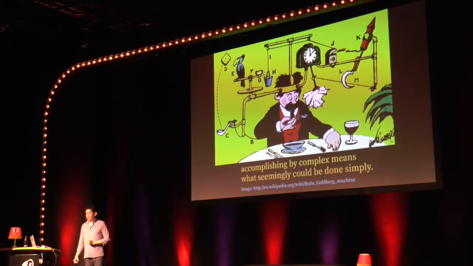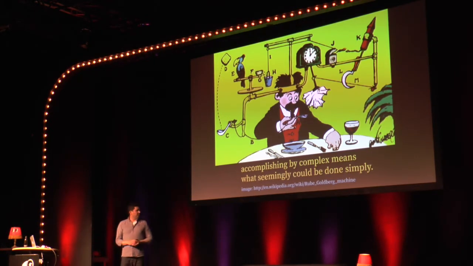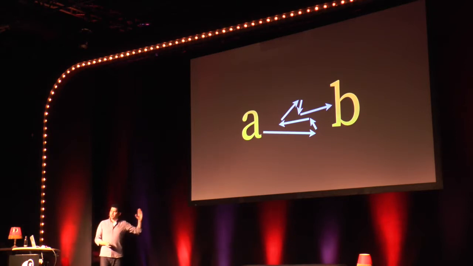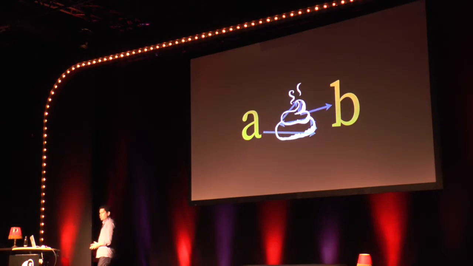So a Rube Goldberg thing is accomplishing by complex means, weird definition, what seemingly could be done simply, okay? So this is like A to B. We'll use Sass, use Bootstrap, add some frameworks, run around the block. So we have a Unicode character that describes this kind of UX, the pile of poo.